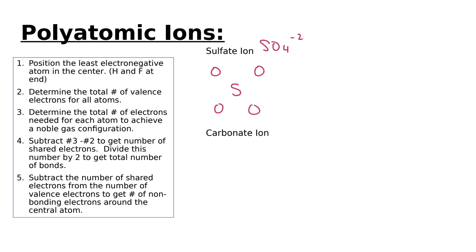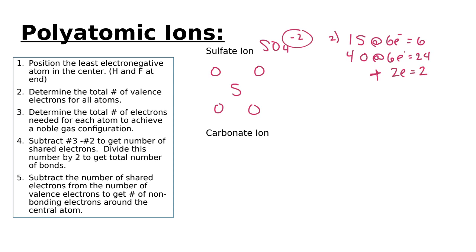It says determine the total number of valence electrons for all atoms. So I'll number this step here. This is step 2. So I have 1 sulfur, which has 6 electrons, and so I have a total of 6 there. I have 4 oxygens, which also have 6 electrons, so that's 24. And then you have to add on 2 electrons from the charge. So this charge on my polyatomic, I have to add that in. And then I get a grand total of 32 valence electrons.